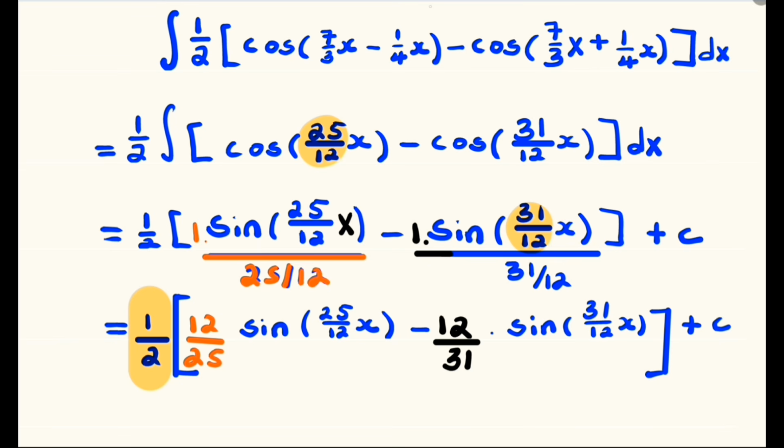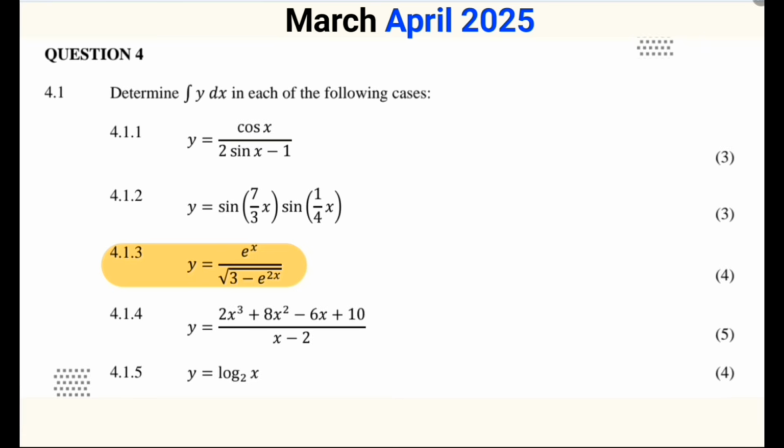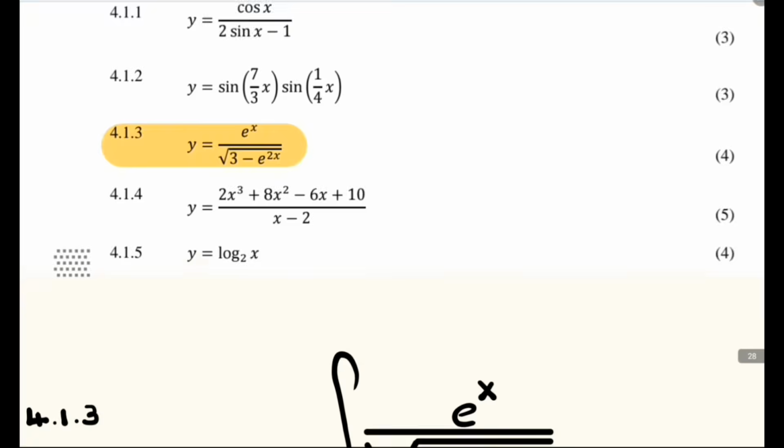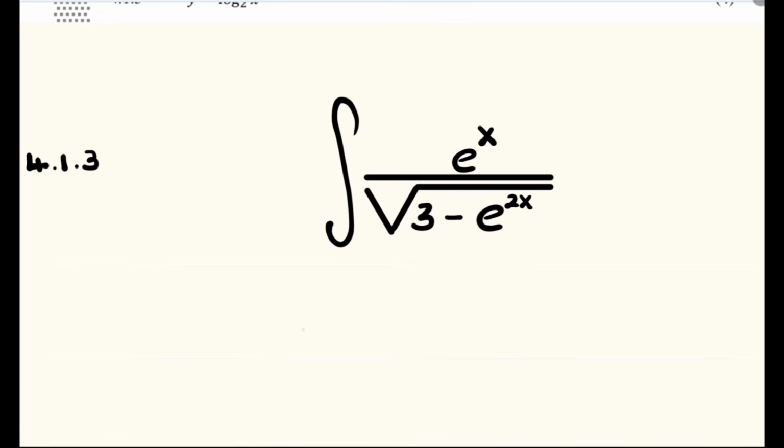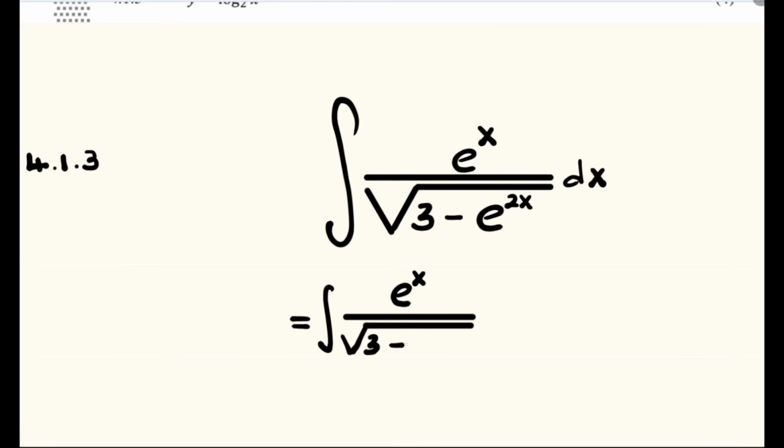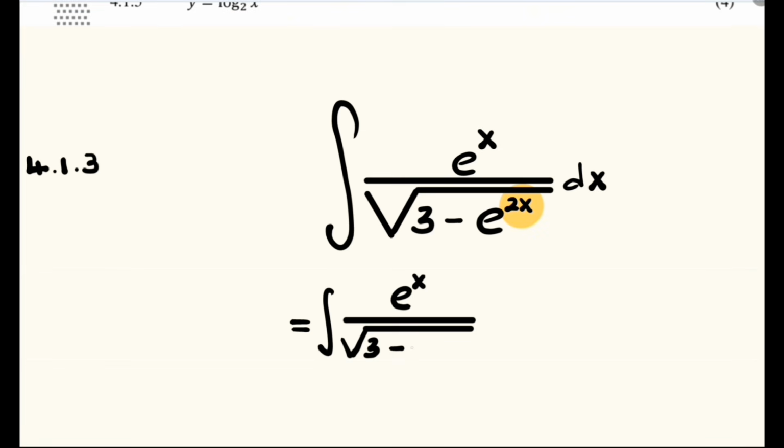Question 4.1.3, we integrate the following function and we are going to use the u-sub method. But before that, let's write it as the integral of e to the power x divided by the square root of 3 minus, so the e is raised to the power 2x, so we can write e to the power 2x as e to the power x multiplied by e to the power x dx.